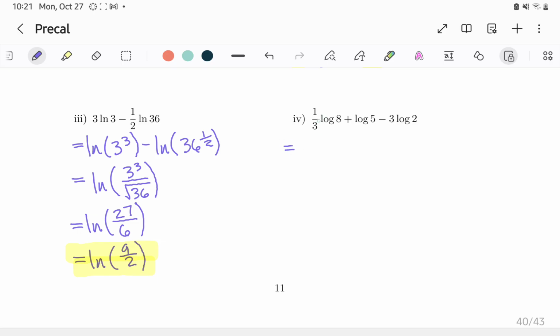So using the power property again first, just to get rid of these coefficients, we can rewrite 1/3 times log of 8 as log of 8 to the 1/3 plus log of 5 minus, and then 3 times log of 2 we can rewrite as log of 2 cubed, or to the 3.